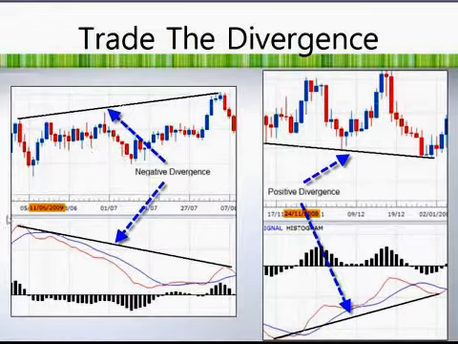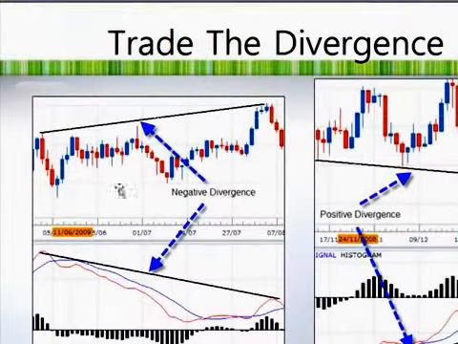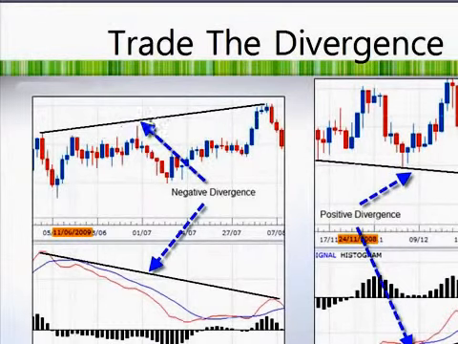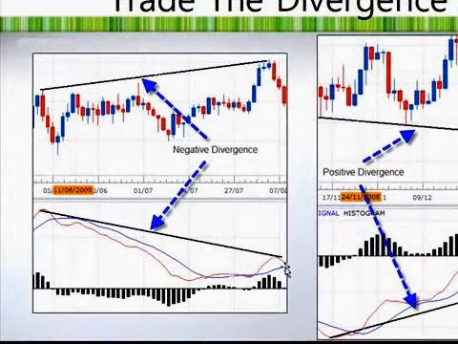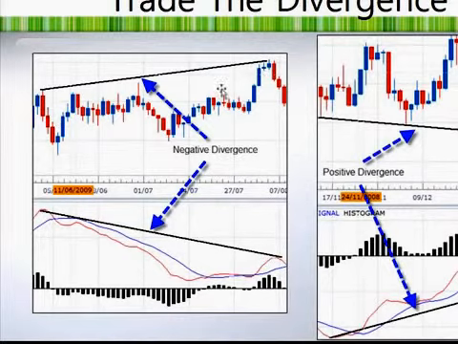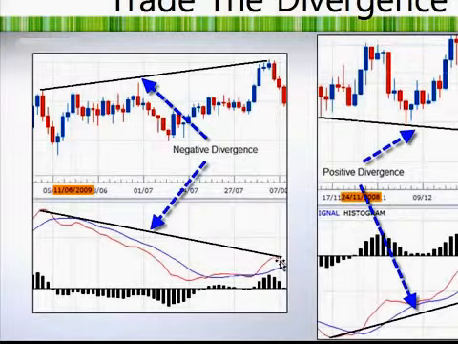You can see on this picture here, we call this a negative divergence. Why? Because the price is making a higher high. Can you see that? The price is making a higher high, but the MACD, can you see that, it's making a lower high. The high here is lower than here. You can see the divergence. This is making a higher high, this is making a lower high, and this is called negative MACD divergence.